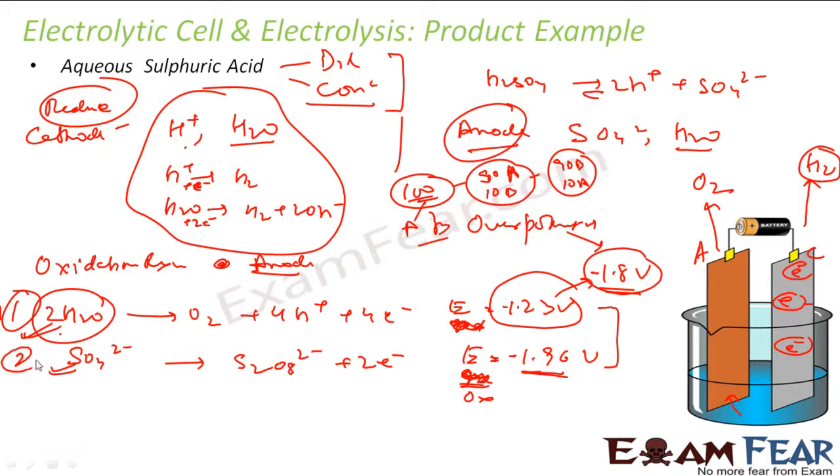If it's a concentrated solution, then you have more SO4 2 minus ions because H2SO4 is a strong acid. So in that case, these people will win, assuming this is A and this is B, right? They will win. In that case, you get S2O8 2 minus ions. Hope you understand. There's a tie here between SO4 2 minus and the water oxidation. So again, it all depends on the concentration of sulfuric acid.